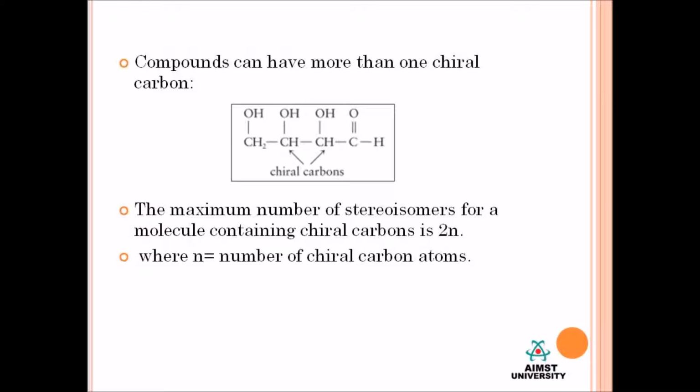There is no rule that a compound should contain only one chiral carbon. There are many compounds which have more than one chiral carbon. Here you are given an example where there are 2 carbons which show the property of chirality. The maximum number of stereoisomers for a molecule can be given by the formula 2^n, where n is the number of chiral carbon atoms. So, in this example, there are 2 chiral carbons. That means we can get 4 stereoisomers for this molecule.